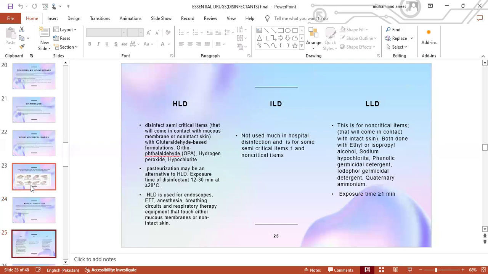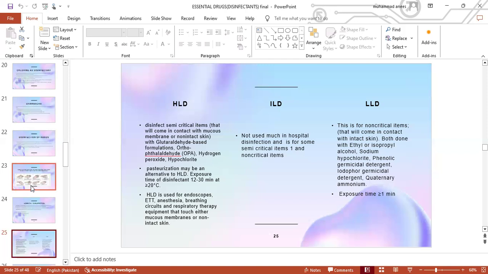Here we have a comparison of these three types of disinfection. High-level disinfection disinfects semi-critical items that will come in contact with mucous membrane or non-intact skin, with glutaraldehyde-based formulations, hydrogen peroxide, and hypochlorite. Pasteurization may be an alternative to HLD. Exposure time of the disinfectant will be 12 to 30 minutes at more than or equal to 20 degrees Celsius. This is used for disinfecting endoscopes, endotracheal tubes, anesthesia breathing circuits, and respiratory therapy equipment that touch either the mucous membranes or non-intact skin.